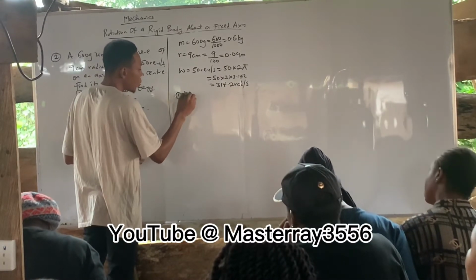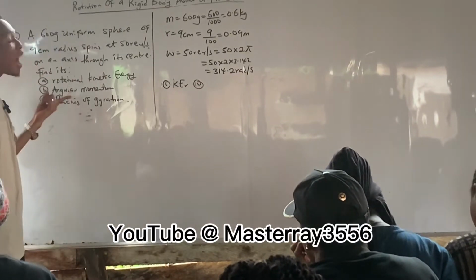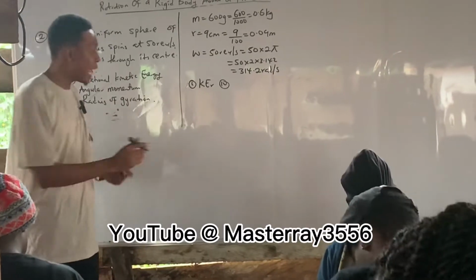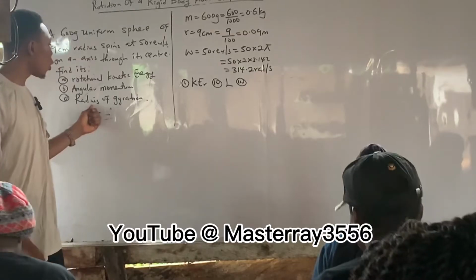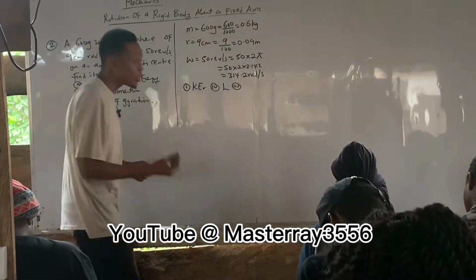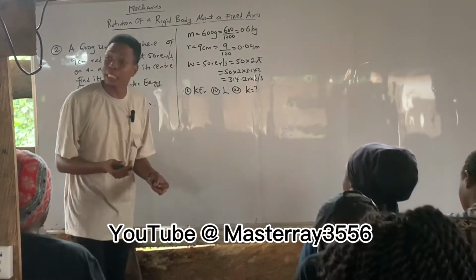Now we are asked to find, number one, the rotational kinetic energy. Rotational, that is KE rot. Number two, we are asked to look for angular momentum. So angular momentum is written as L. Then number three, we are asked to look for the radius of gyration. When calculating radius of gyration, you can represent it with K.